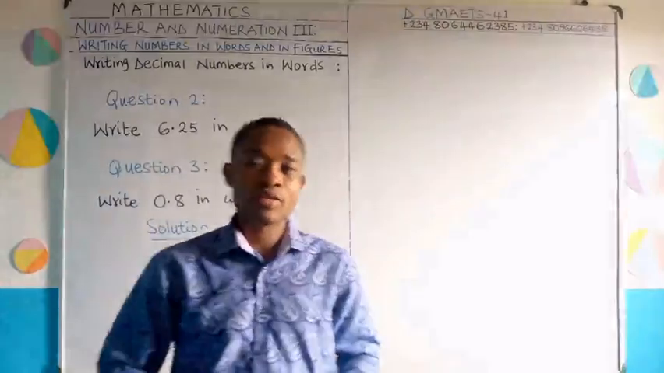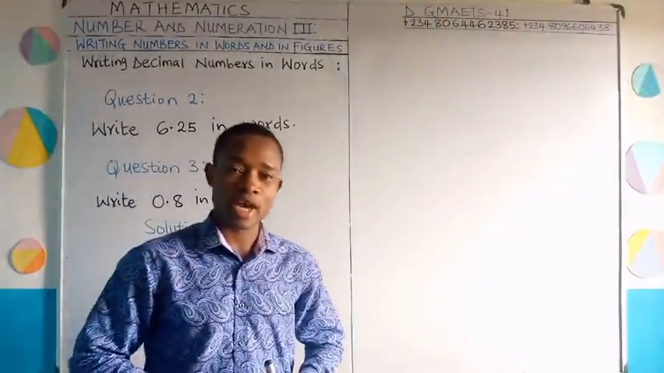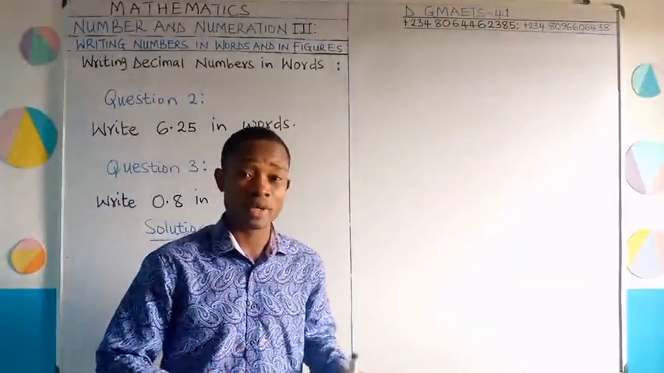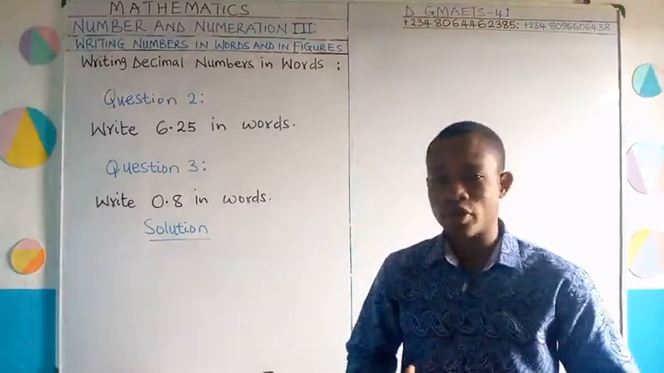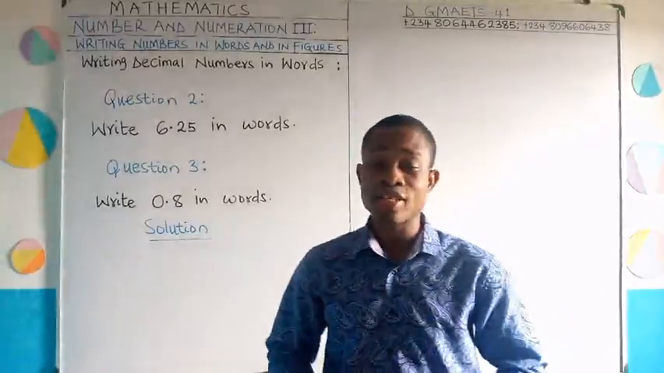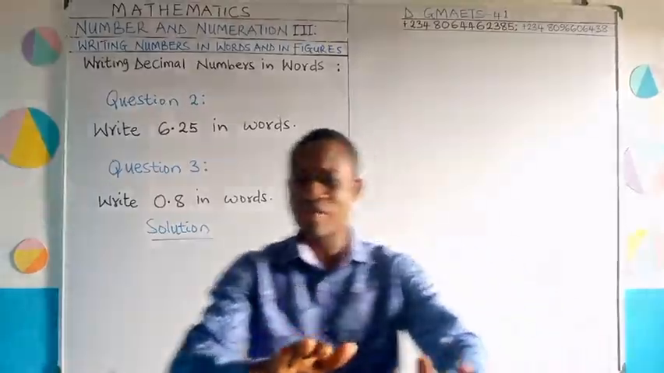Alright, now we've got these 2 challenges on the board, okay? Question number 2 and question number 3. What were we asked to do? Question 2, write 6.25 in words. Question 3, write 0.8 in words. These questions are very simple.